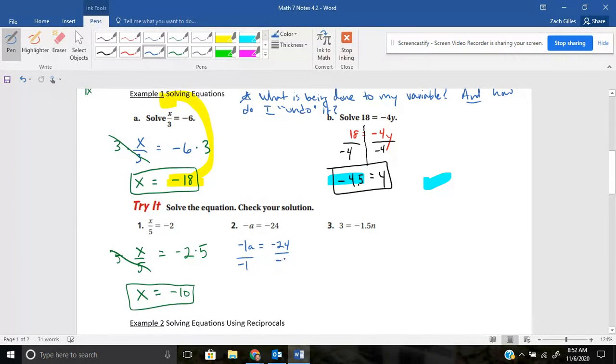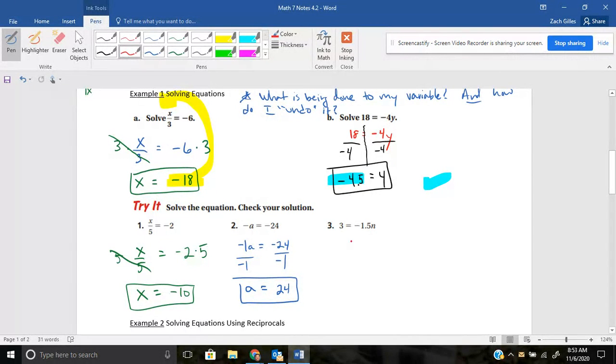And whatever you do on the left, you have to do on the right. So negative 1 divided by negative 1 would be positive 1, or positive 1a, equals negative 24 divided by negative 1. They have the same sign. It's going to be positive 24. And look at the comparison. If I know negative a is negative 24, positive a should be positive 24. Okay. And then lastly, number 3.